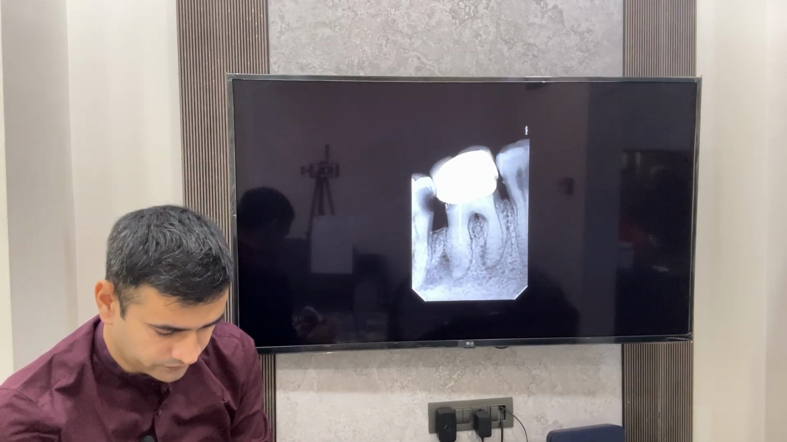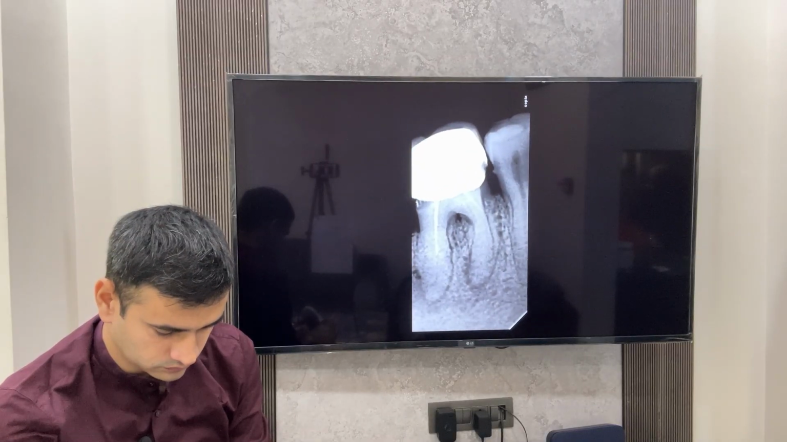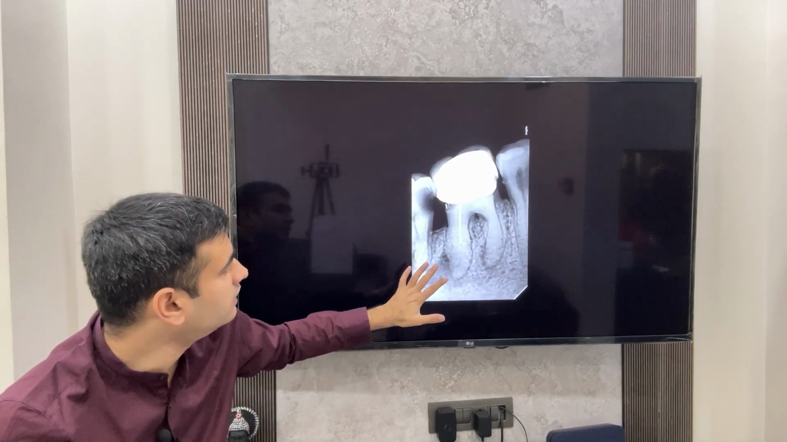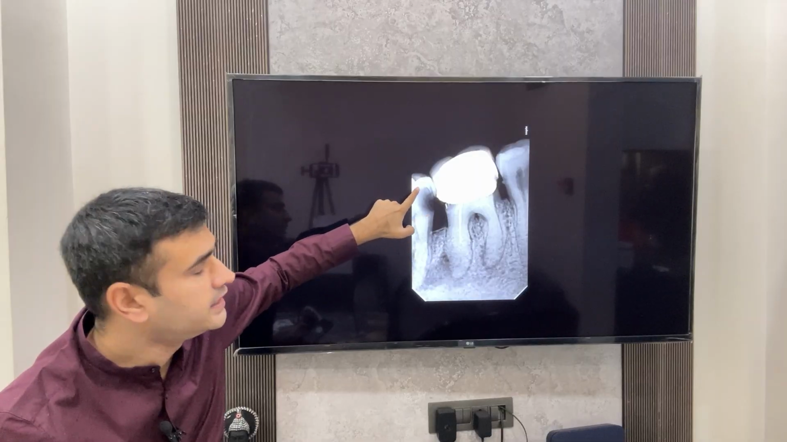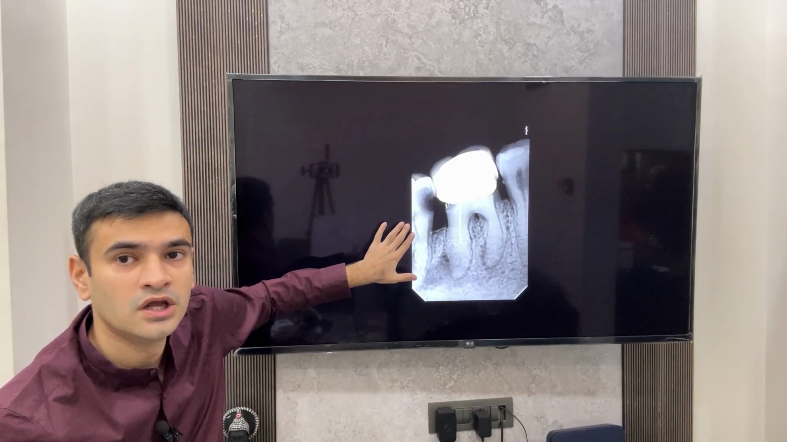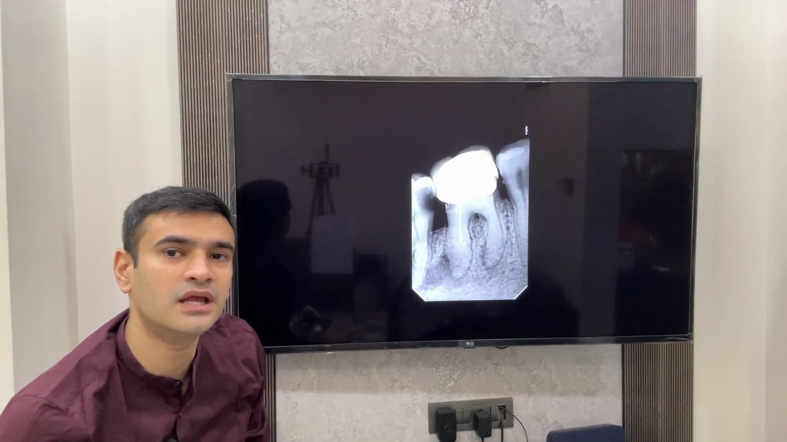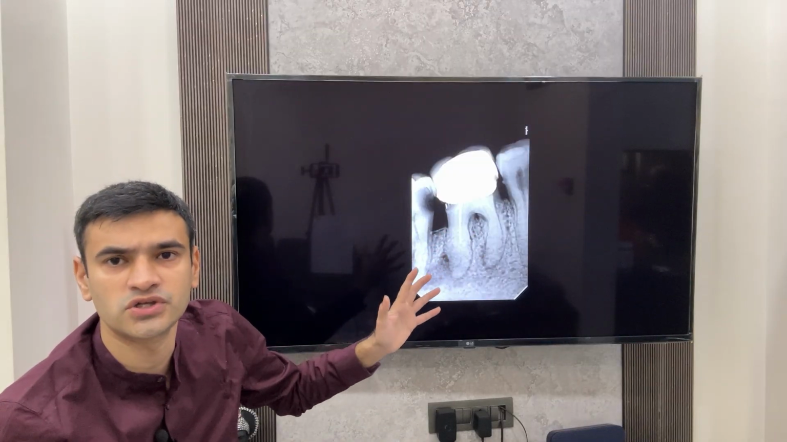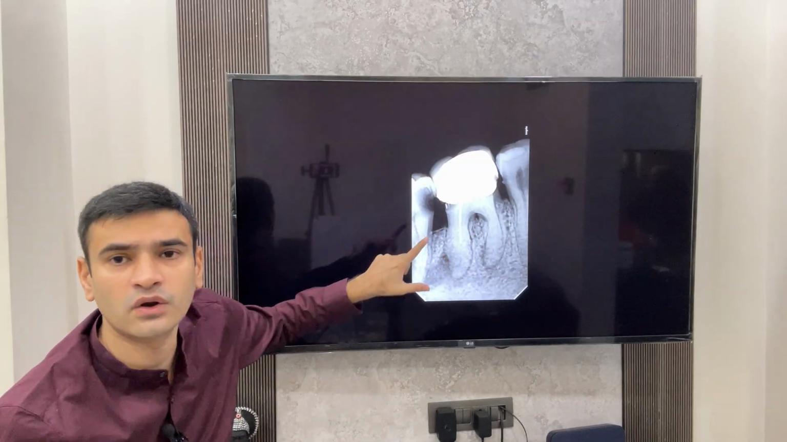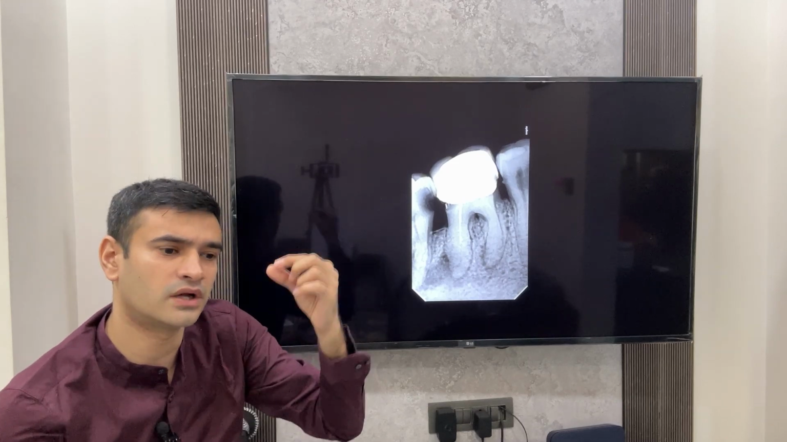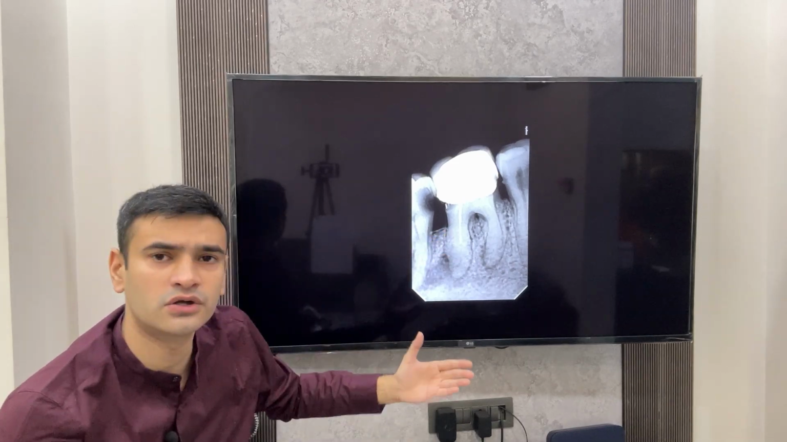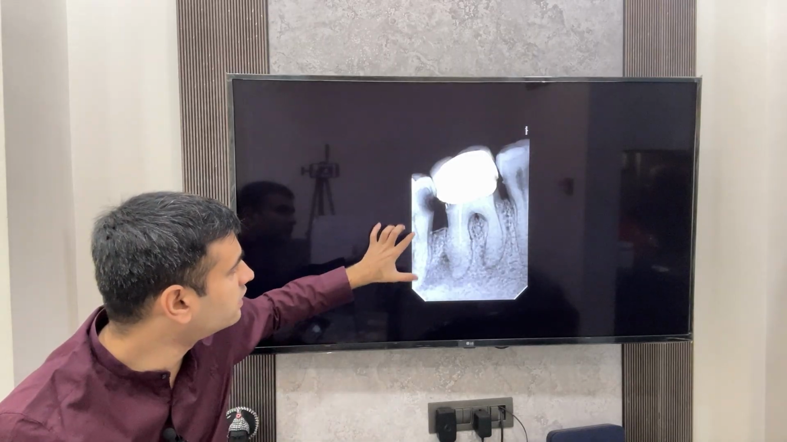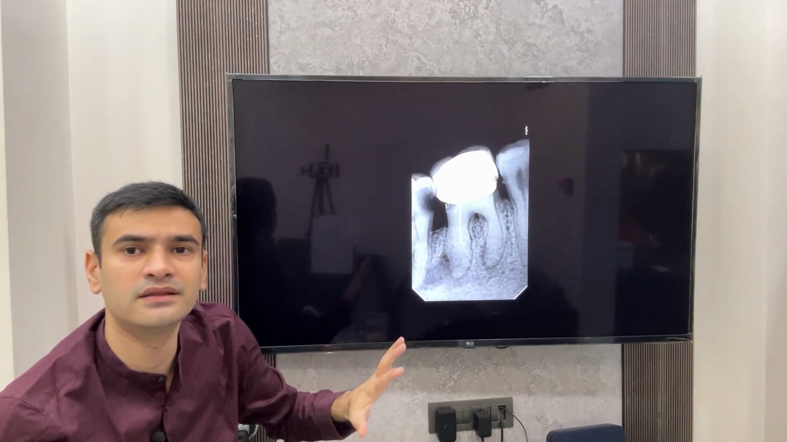Now, if you look at this tooth, another thing you can see is there is a deep cavity in the adjacent tooth. So when you take a pre-op x-ray, always ensure that the surrounding teeth also come into the picture, so that you know that another tooth can also be painful. Otherwise you start treating the tooth and the patient finds that the pain has still not gone. So be very careful of what is happening in the adjacent teeth.